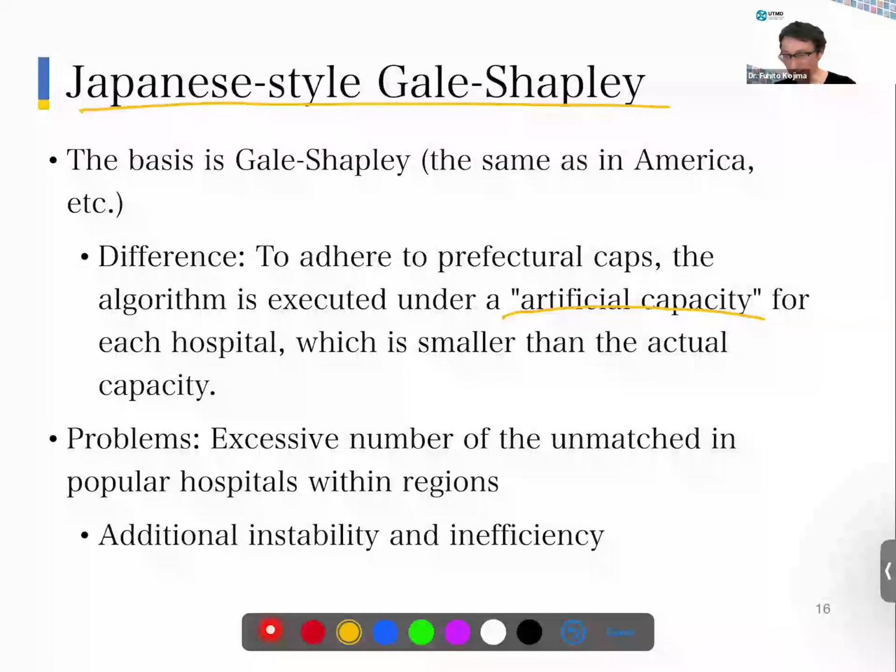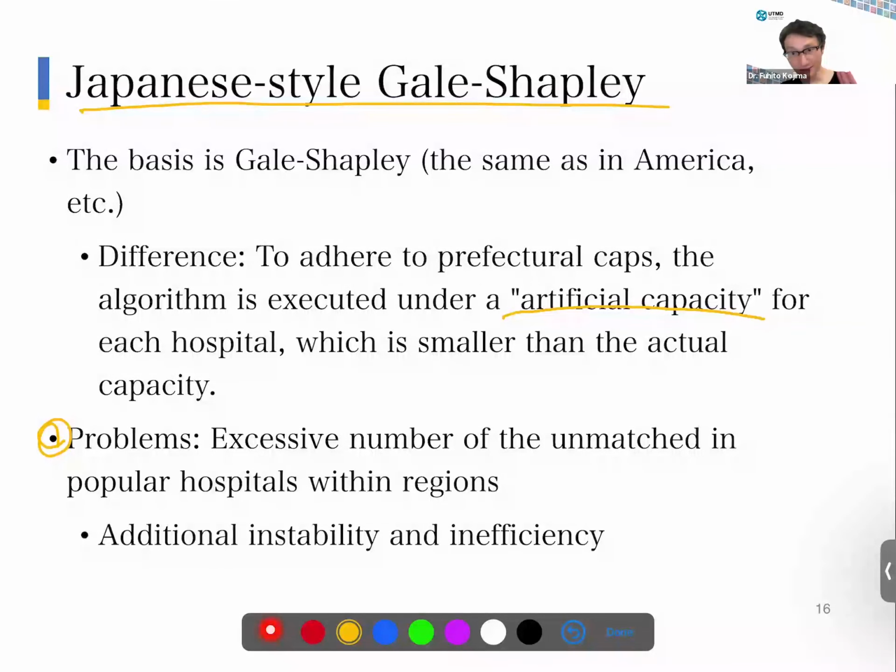Maybe this is a simplistic way to modify it, but it tries to get the regulation satisfied. But it turns out that this is actually a costly way to satisfy the regulation. Why? Because this reduction of the artificial capacity is done before anything is known about the preferences of the applicants, right?